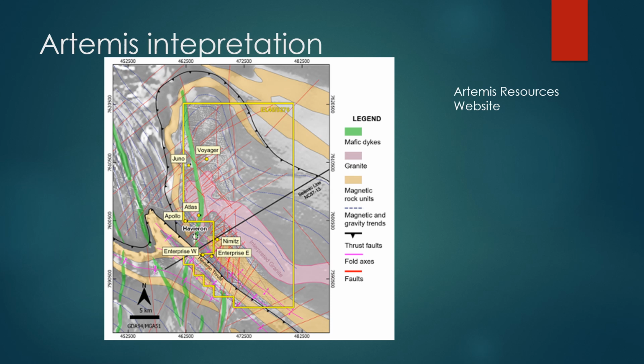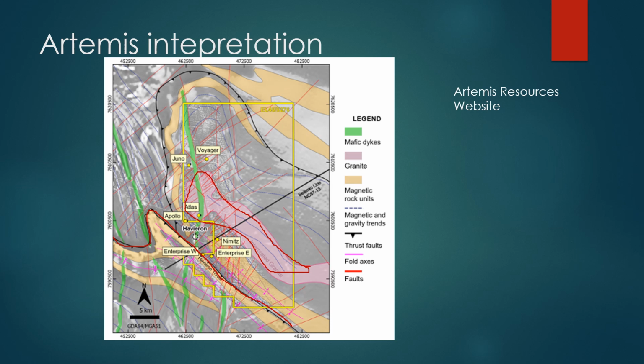And here we have the Artemis Resources interpretation of the Havieron area, and obviously their targets. Now they've picked out a granite that could be exposed at depth on a seismic line, but the other key feature is obviously the presence of these thrust faults, namely the Havieron thrust fault that runs around like this into the Scallywag area as well.